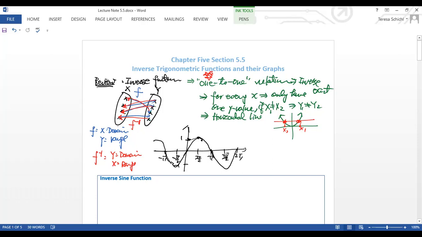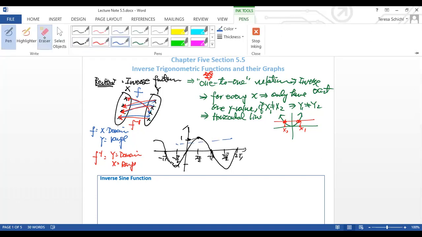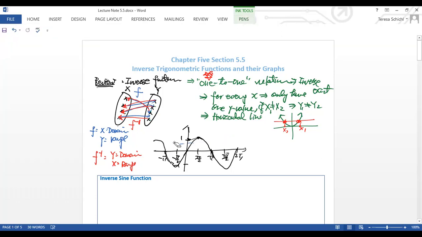Okay, so if this is the sine, when I use the horizontal line test, obviously sine is not a 1-to-1 function, correct? Because different values can get the same y value. So obviously this is not a 1-to-1 function. If it's not 1-to-1, I cannot define the inverse. So in order to define the inverse function, I have to pick an area which covers the whole range of y, but is also 1-to-1.